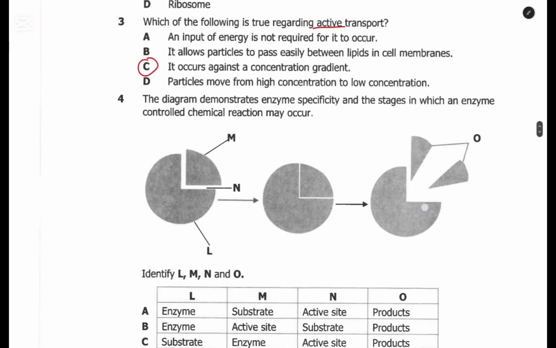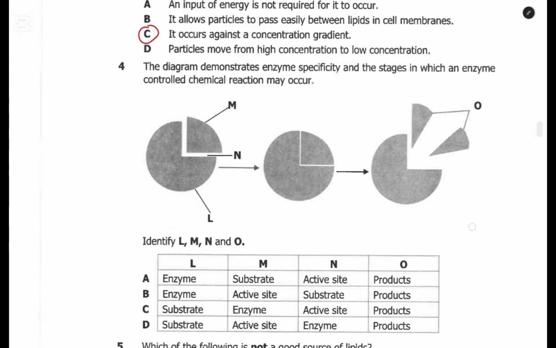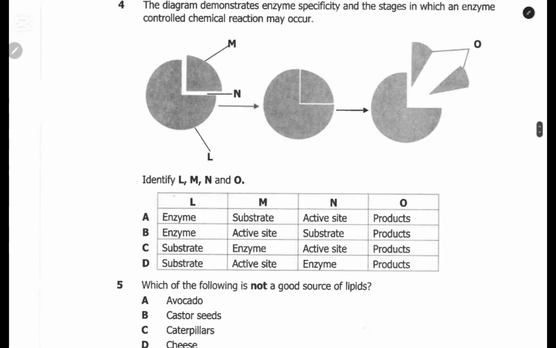Then for question 4, the diagram demonstrates enzyme specificity and stages in which an enzyme-controlled chemical reaction may occur. As you can see from the diagrams, I'm sure you are aware of this topic, which is enzymes, and I've done a lesson on this part. Just right here on this platform, you should be able to find full lessons and also more questions on this part. So here, the question is identify L, M, N, and O.